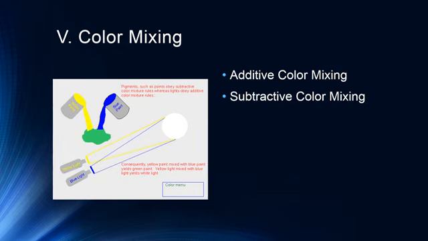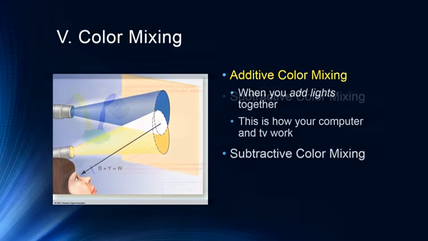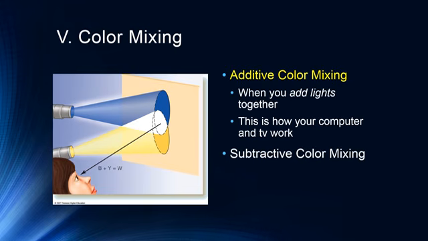And in fact, that's how many light fixtures work. They don't have the full spectrum of light. While it looks white, it's actually mostly blue and yellow light. So additive color mixing occurs when you add lights together. This is how your computer and your TV work.